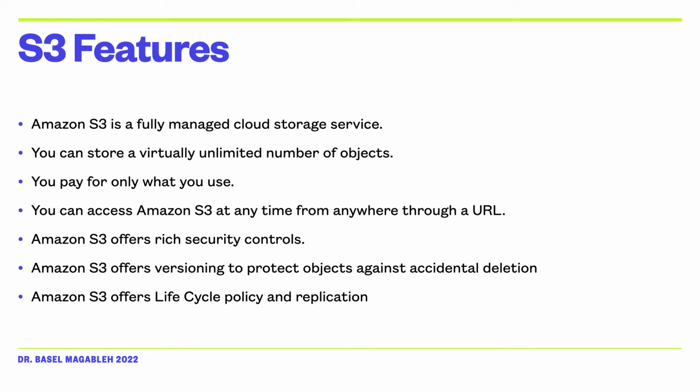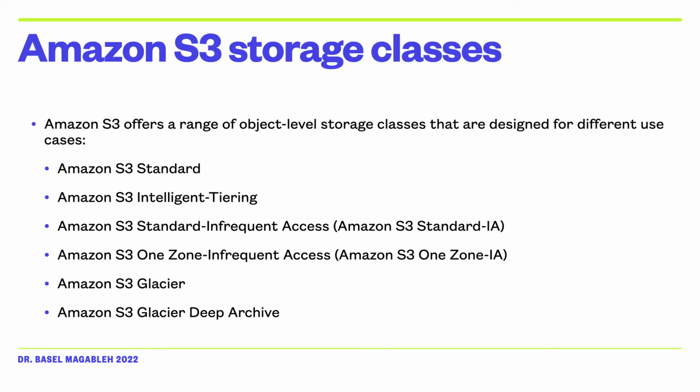Amazon S3 offers a range of object-level storage classes that are designed for different use cases. These classes include Amazon S3 Standard, which is designed for high durability, availability, and performance object storage for frequently accessed data. Because it delivers low latency and high throughput, Amazon S3 Standard is appropriate for a variety of use cases, including cloud applications, dynamic websites, content distribution, mobile and game applications, and big data analytics.